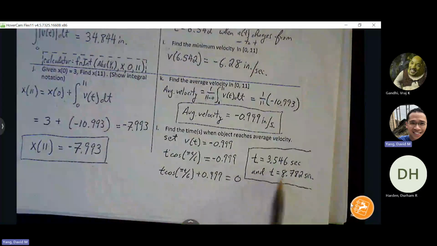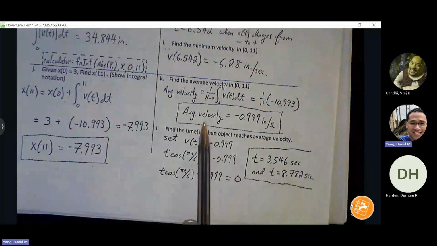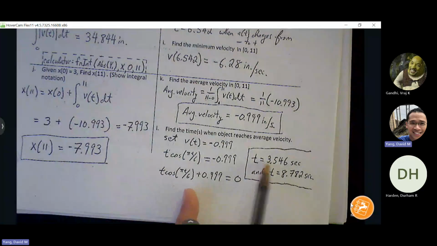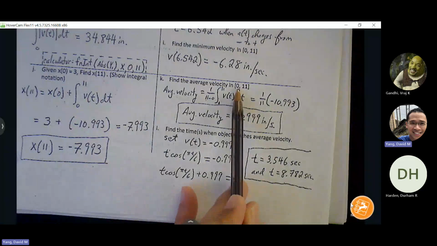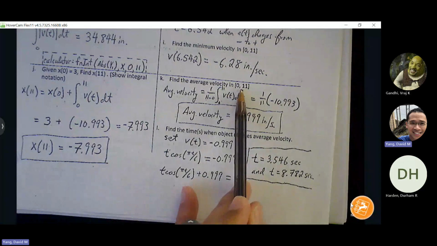So I found 2 answers inside the interval: 3.546 and 8.782. But you're right, your average velocity t value is only living between the interval. Anything outside is not part of our answer.